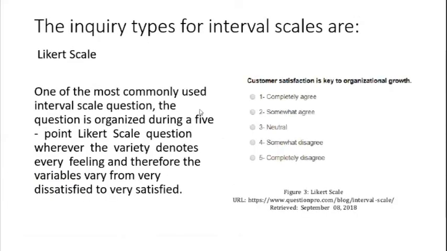The types of interval scales are, first, the Likert scale, one of the most commonly used interval scale questions. The question is organized as a 5-point Likert scale question: 1, 2, 3, 4, 5, that denotes different varieties of feelings, from completely agree up to completely disagree. So you just choose which description best describes your feeling.